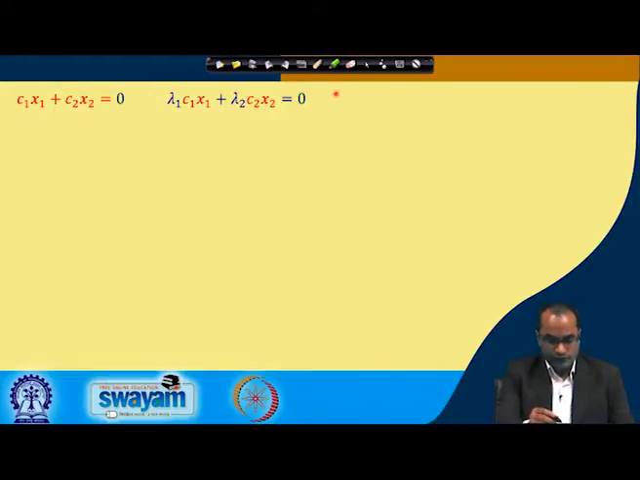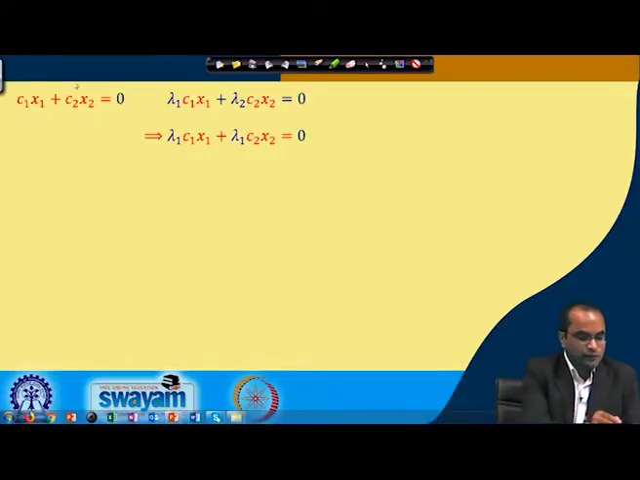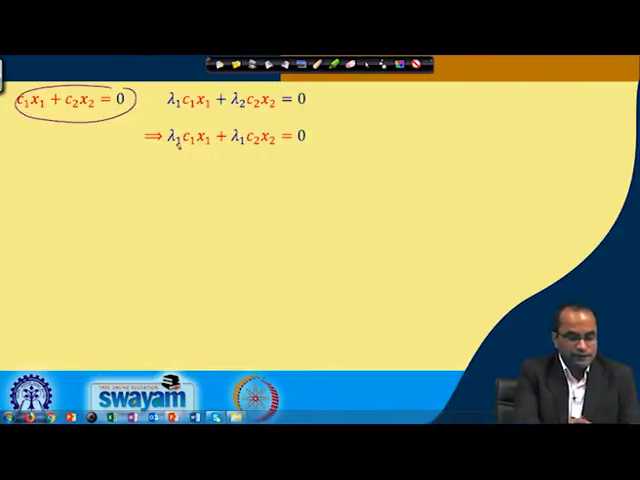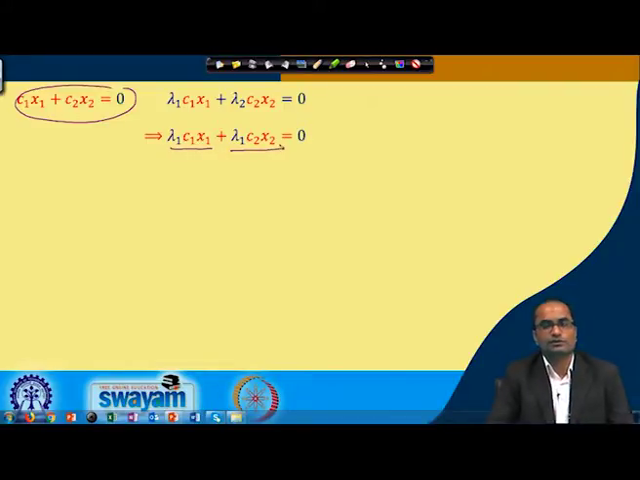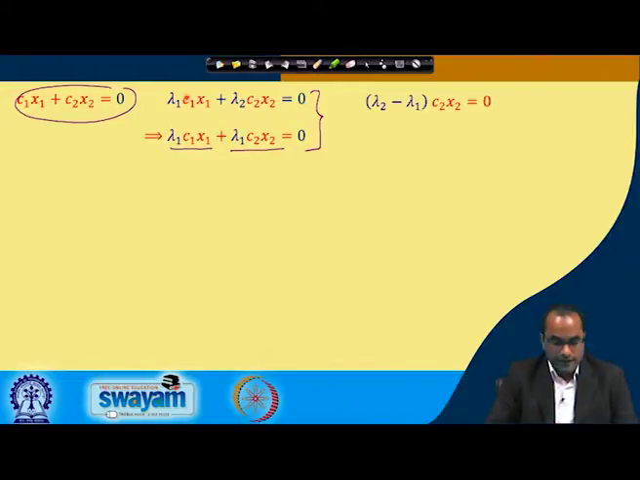So, what we do, we multiply equation number 1 by lambda 1. If we multiply here, then we have lambda 1 C 1 x 1 and lambda 1 C 2 x 2. And now, with these two equations, we can subtract equation number 2 from equation 1. Then we get lambda 2 minus lambda 1, because the first term will cancel out. So, we get lambda 2 minus lambda 1 times C 2 x 2 is equal to 0.